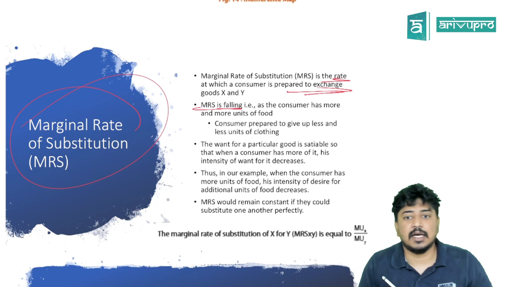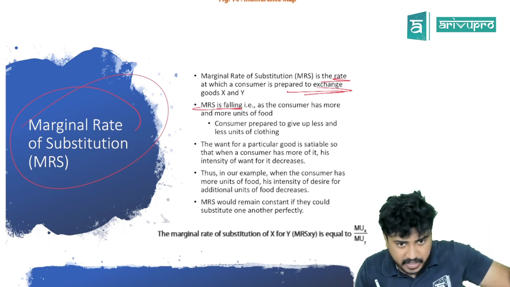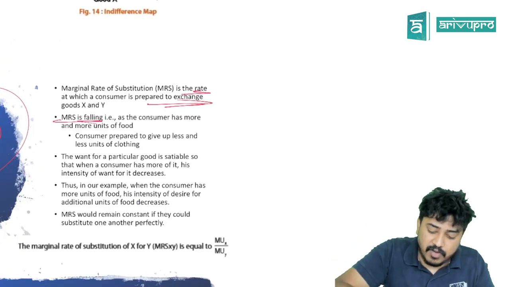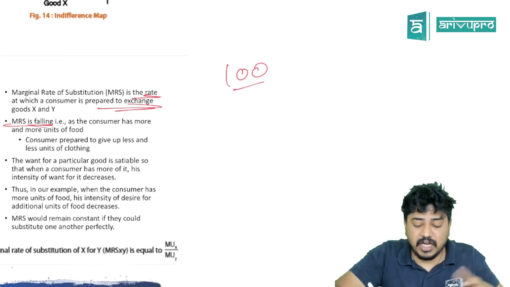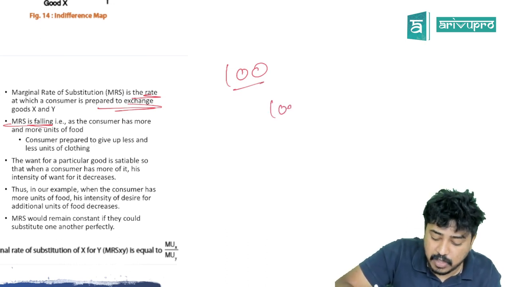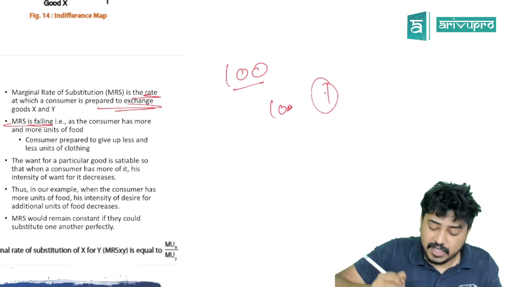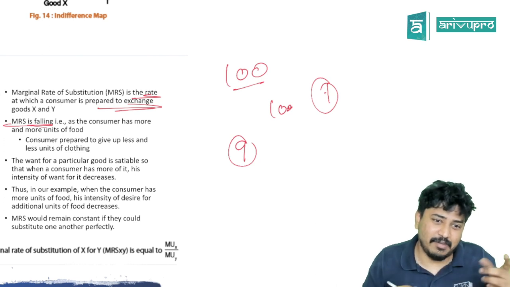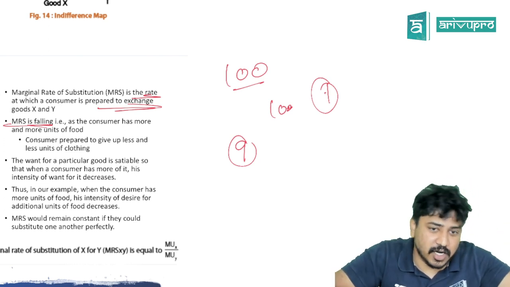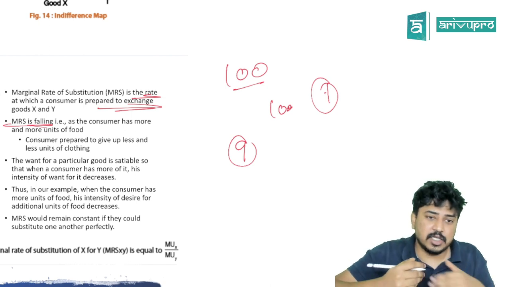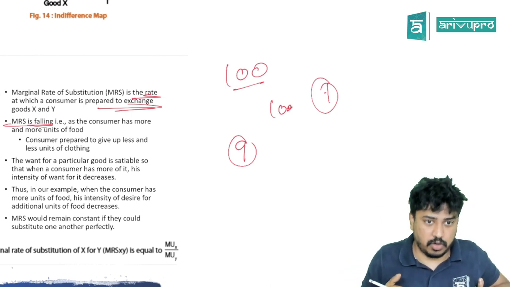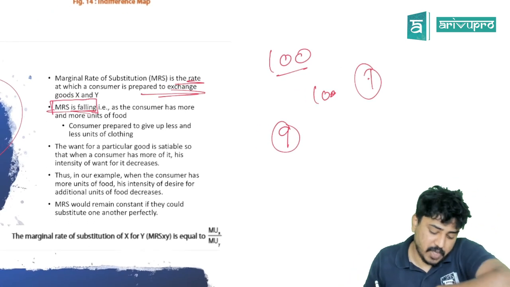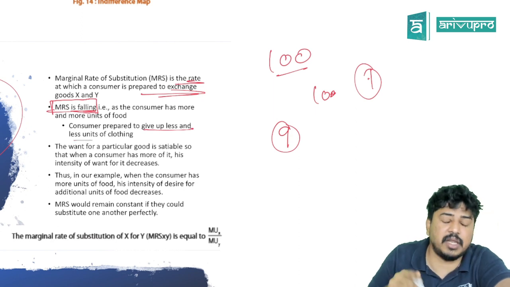Why? Because I sacrifice what I have, and that becomes more precious to me because I'll have less of it. When I have 100 chocolates, I would not mind giving 10 chocolates to you to get one burger. But when I have only 9 chocolates with me, I'll be a little bit stingy. I'll say, hey, I have only 9 chocolates, I'll give you 3 chocolates, you give me one burger. Because your satisfaction from the chocolate will be more because of consuming these 3. That is why they say MRS will keep on falling, as the consumer is less prepared to give up these particular units.